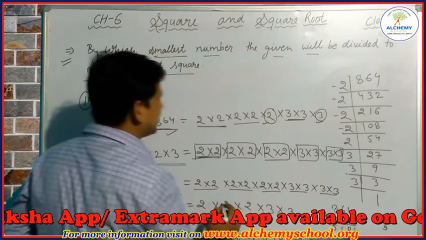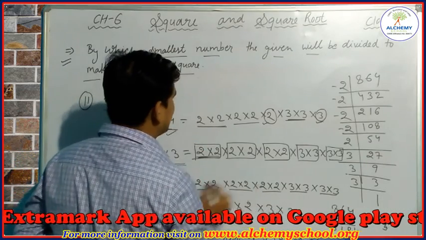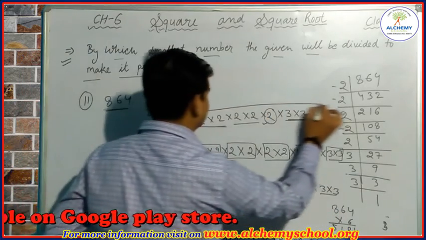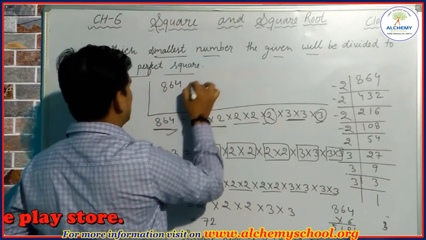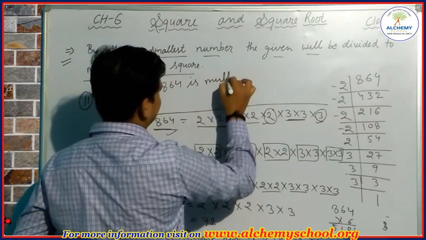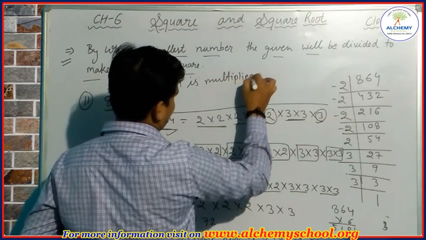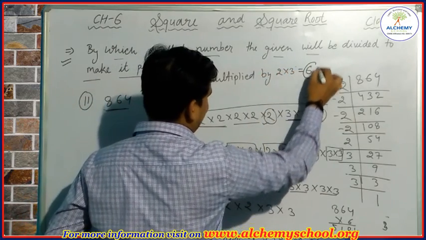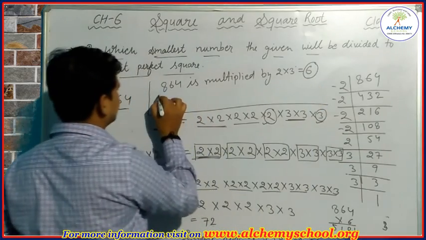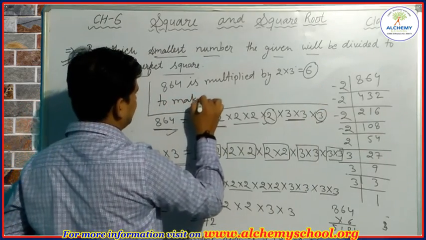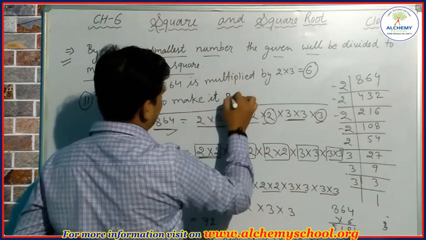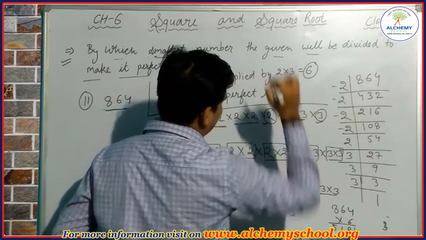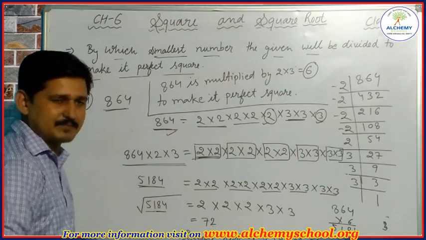We have to multiply 864 by 2 and 3. So we can write here 864 is multiplied by 2 into 3 is equal to 6. We have to multiply by 6 to make it perfect square. Okay, let's see one more example.